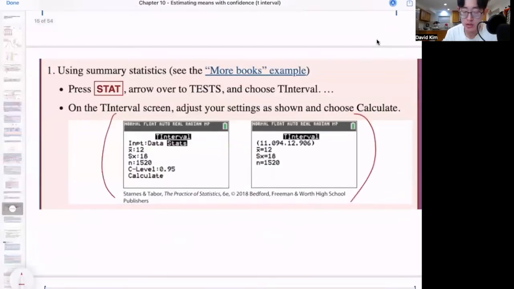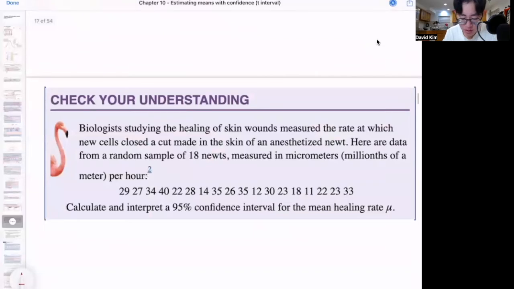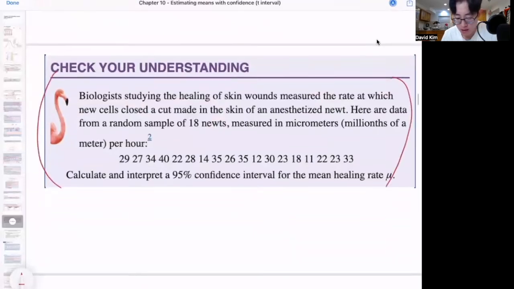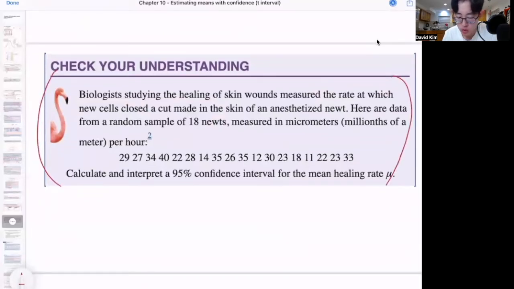I've already showed you guys how to do it. T interval, that's what you would do. And for this type of question here, I'm going to first ask you guys to pause the video again. And once you're done, please check it over.